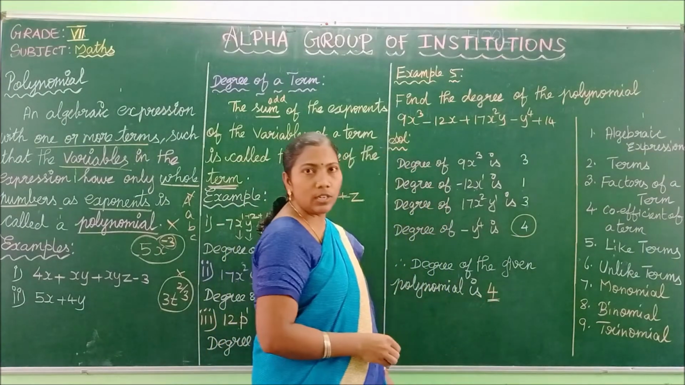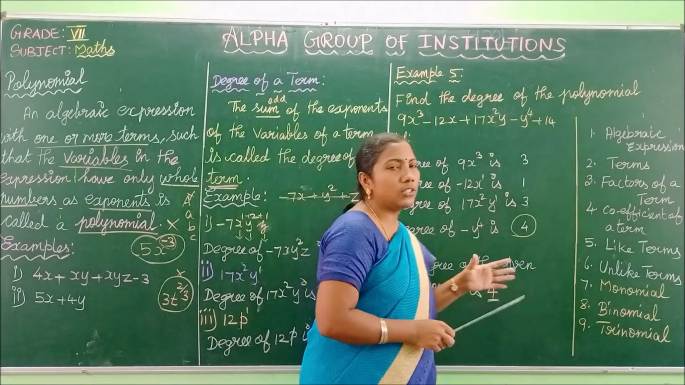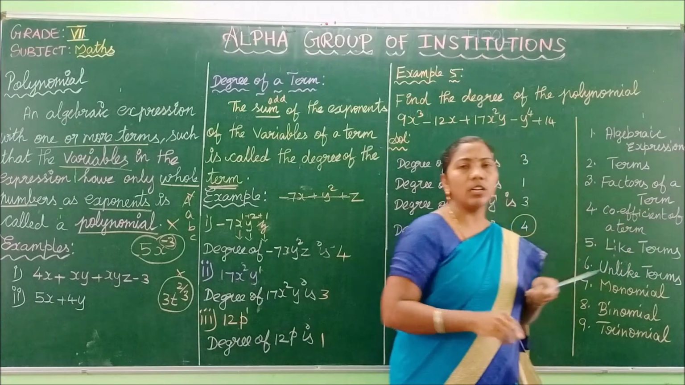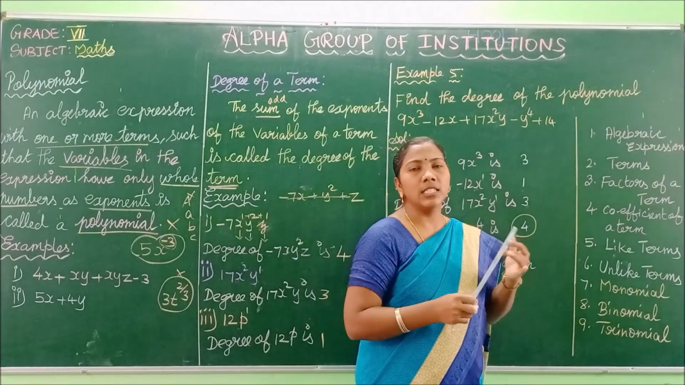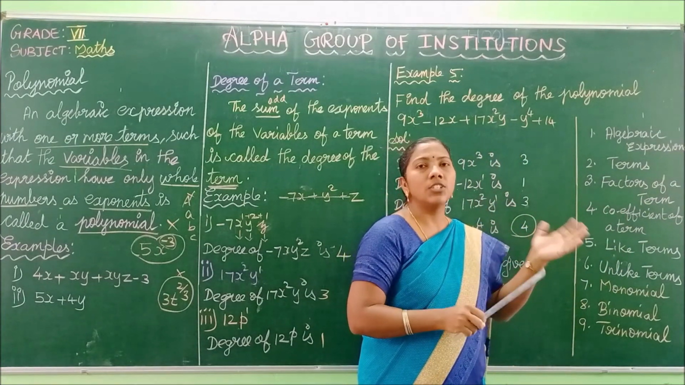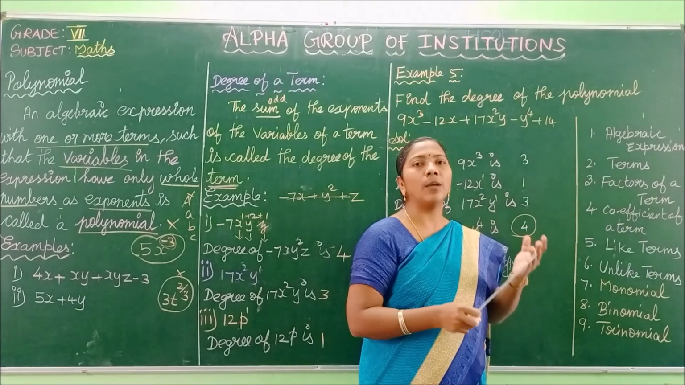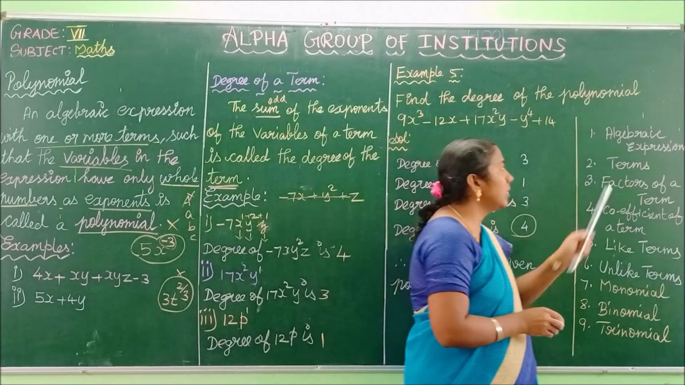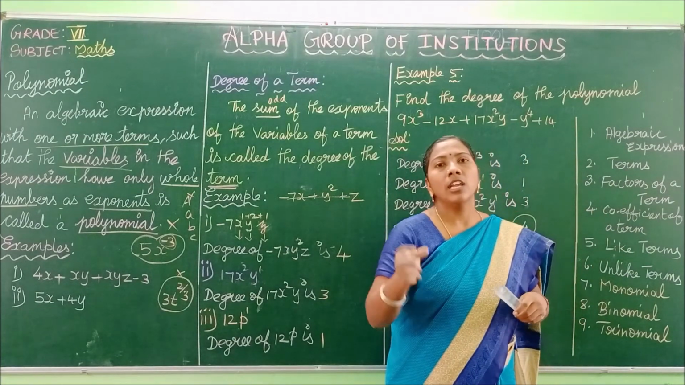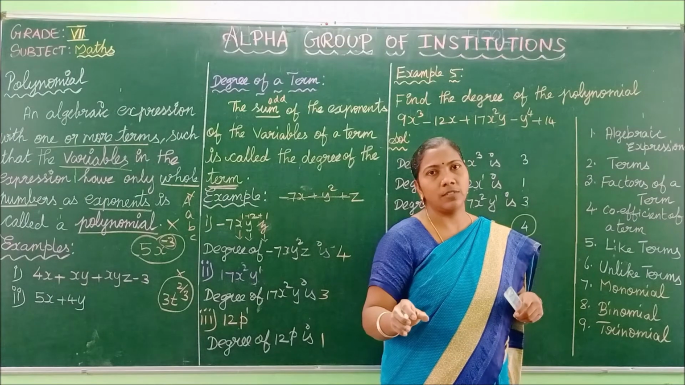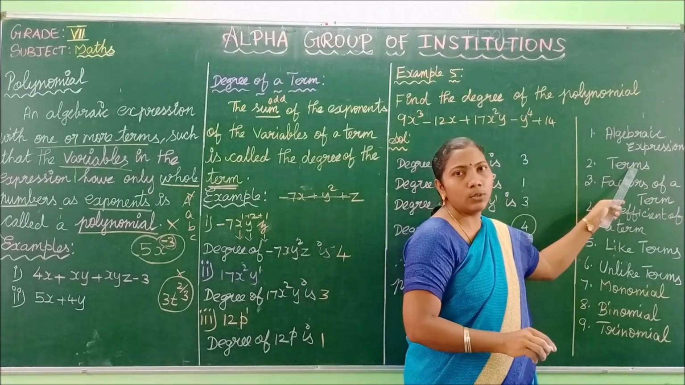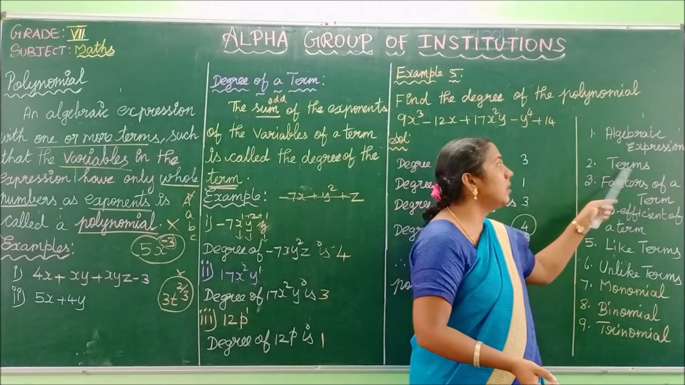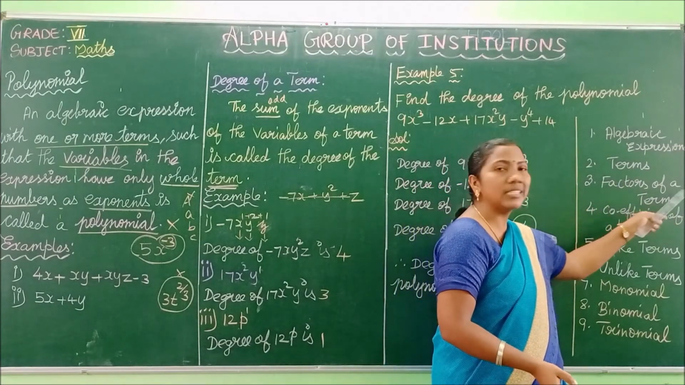Do you understand, children? Okay. So far in this chapter, what have we discussed? First we have discussed algebraic expression. What is an algebraic expression? It contains variables and constants which are connected by the 4 fundamental operations: addition, subtraction, multiplication and division. And what is meant by terms? The terms are involved in that algebraic expression. We are calling them terms. The terms come from the product of some factors. We also discussed the factors of a term.